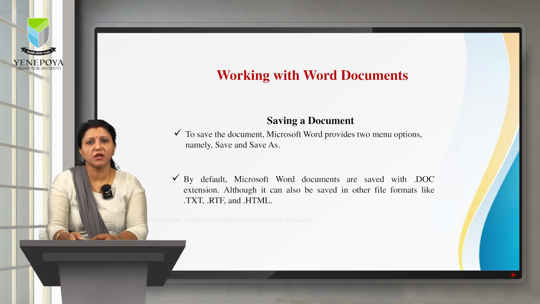To save a document which we have edited, click on File, click on Save. You will get a Save As dialog box. Select the location where you want to save, give a file name and click on Save. By default, Microsoft Word documents are saved with the .doc extension, although they can also be saved in other file formats like .txt, RTF and HTML.